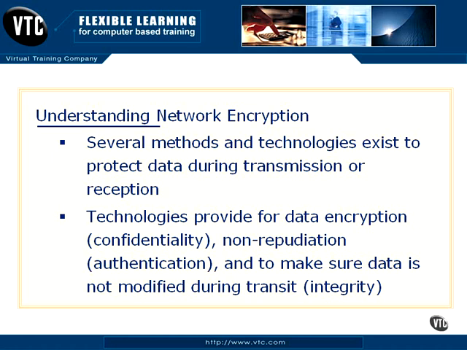Data encryption technologies also make sure that data is not modified during transit. This protects what we call the integrity of the data. This makes sure that nobody changes it. For example, if I sent to you an invoice for $5,000 and someone intercepted it and took off a zero to make it $500, well, then you'd get an invoice that says that you owed me $500. Well, that data has been modified in transit.